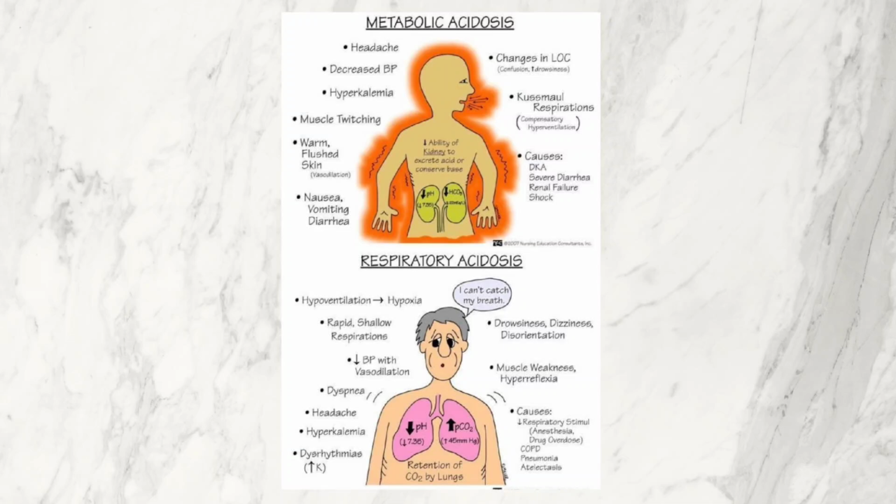Now, the next is hyperkalemia from the diagram. In acidosis, hydrogen ions move into the cells to be buffered. To maintain electrical balance of the cell, potassium moves out of the cell into the extracellular space, increasing serum potassium levels, extracellular serum potassium levels. Once this happens, this is referred to as hyperkalemia.